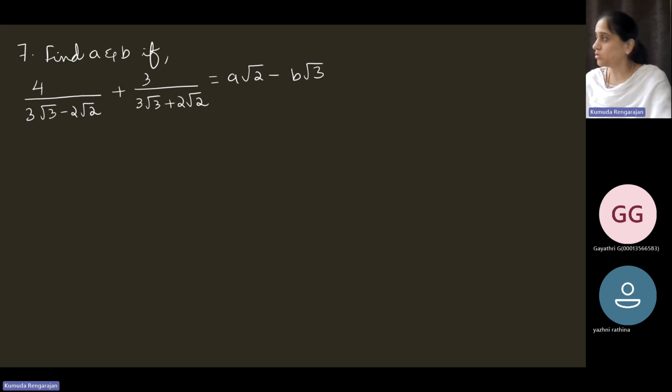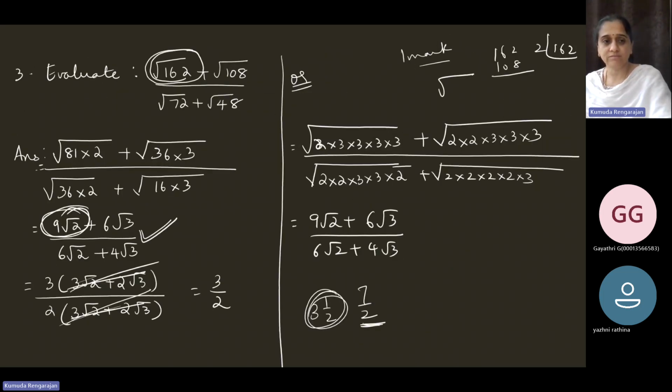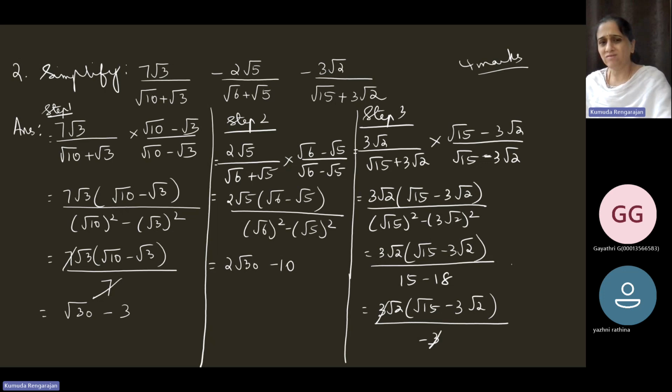3√3 minus 2√2. Sanjay, are you listening? 3√3 minus 2√2 and 3√3 plus 2√2. When the denominators are conjugates, you can take the LCM. Here you cannot, because we have different denominators, and moreover we have 3 different expressions and we don't see conjugates. They're all completely different. So here you have to work the answer in step 1, step 2, step 3, and the final answer in step 4.